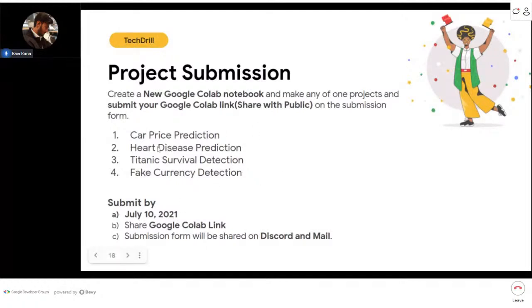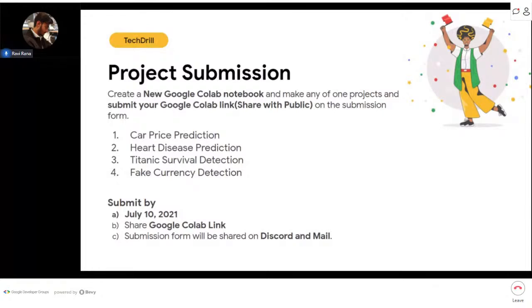You will have a link for the car price prediction data set, the heart disease prediction data set, and similarly for Titanic survival detection and fake currency detection. You will just make your regression model and your classification model. You can take help from various online sources, and various GitHub repositories are available where you can see the code.